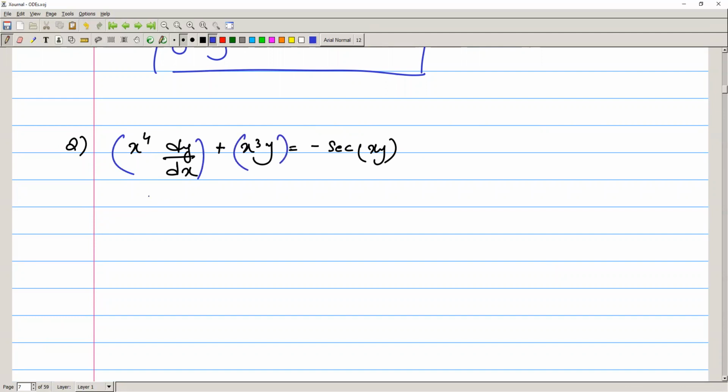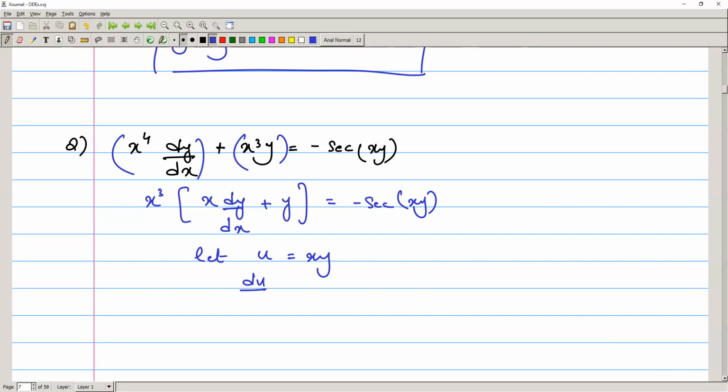So what we can do is we can take x cubed common outside, so we'll get x dy by dx plus y is equal to negative sec xy. Now we will try to make it variable separable by using substitution. Say u is equal to xy.